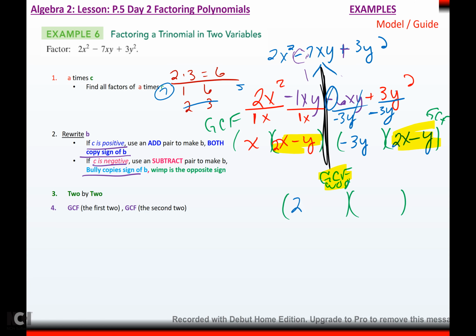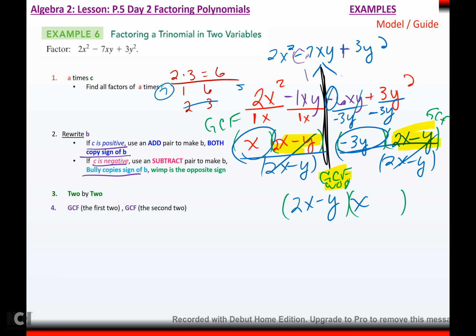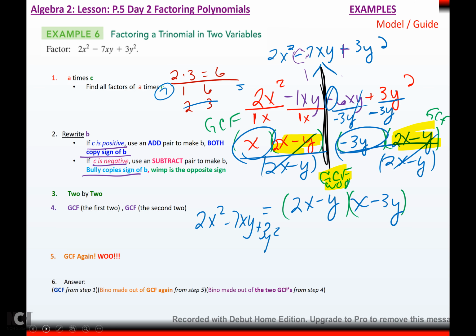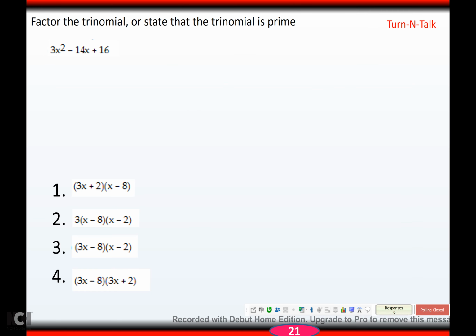And my GCF again is 2x minus y, divided by 2x minus y, and I'm left with x minus 3y. That equals 2x squared minus 7xy plus 3y squared. And if you're not sure, then multiply it out. FOIL it back out and check your work. Okay, all right, hit pause.